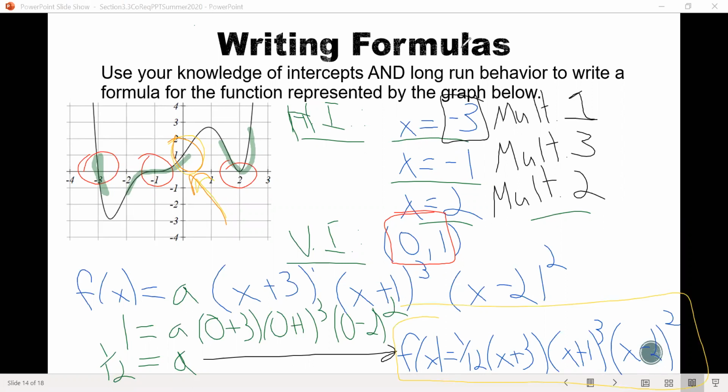Okay? Now, one other thing we can check here is we were told to use long run behavior to try to determine what this function was. You notice that in our graph here, we have both tails going in the same direction. So it tells us this should be an even-powered polynomial. If we check from our work here, we have (x plus 3) to the first, (x plus 1) cubed, (x minus 2) squared. If we multiply that out, the highest power we would end up with is x to the 6th, which is even, so this works. Okay?